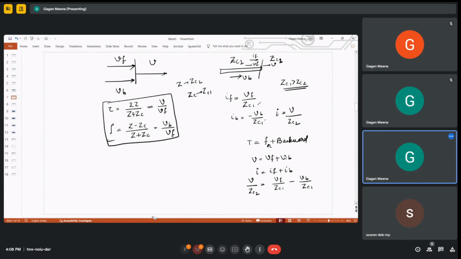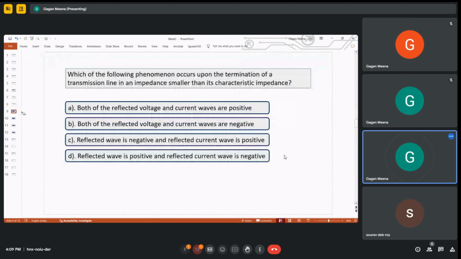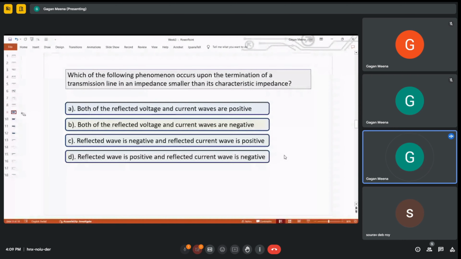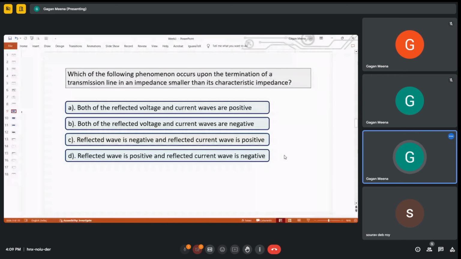Now we'll see numericals. First, we'll take questions now. So let us see what is the first question. The first question is this: which of the following phenomena occurs upon the termination of a transmission line in an impedance smaller than its characteristic impedance? Yes, so it is talking about the reflected voltage and current wave.